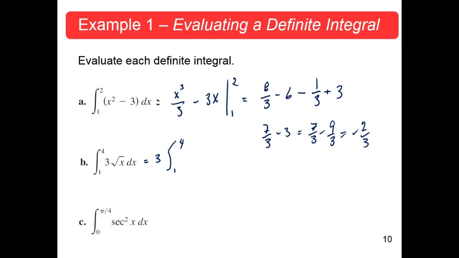Any of you have a hankering of taking the integral of a radical? Don't. Rewrite it as x to the 1/2. Okay? And then put your dx. That's the same thing. Now, what's the antiderivative of x to the 1/2?